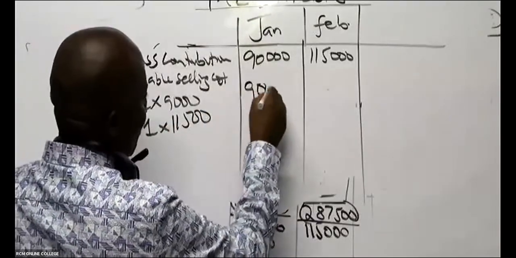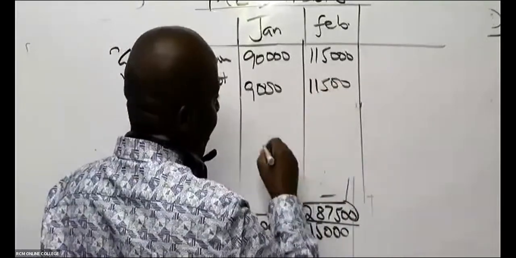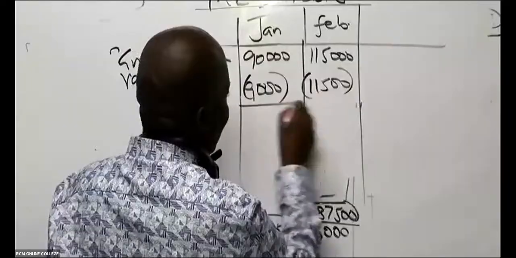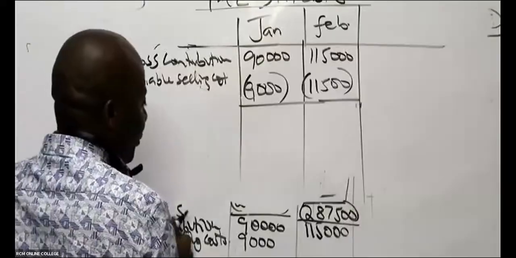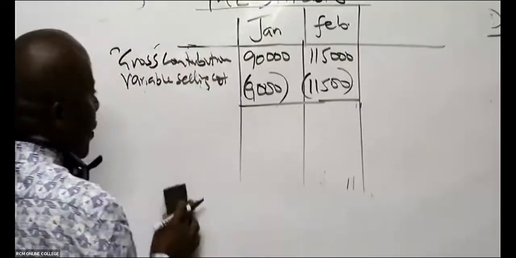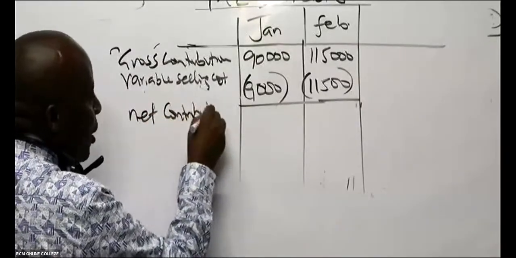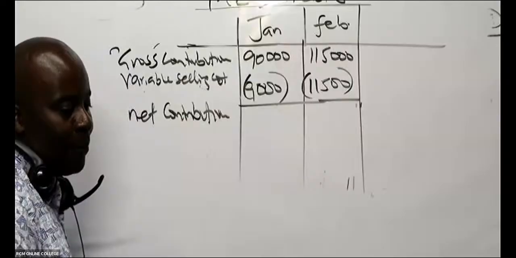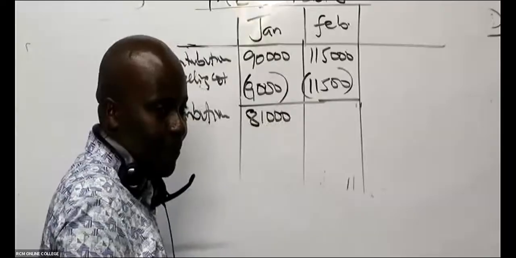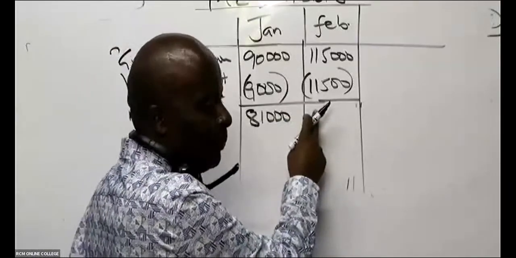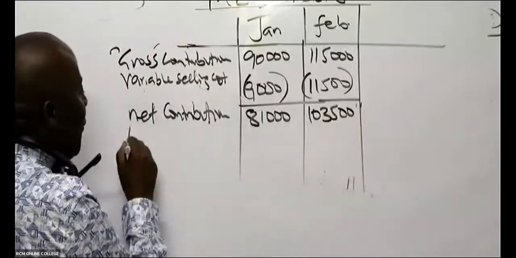So this will be 9,000. This one here will be what, somebody? 11,500. Yeah, please subtract. That is the only one. And then you'll be able to come here and give us what we call net contribution. So net contribution here, I'm being given 81,000, isn't it? How about this one here? 103,500. And then now you come and less fixed costs.